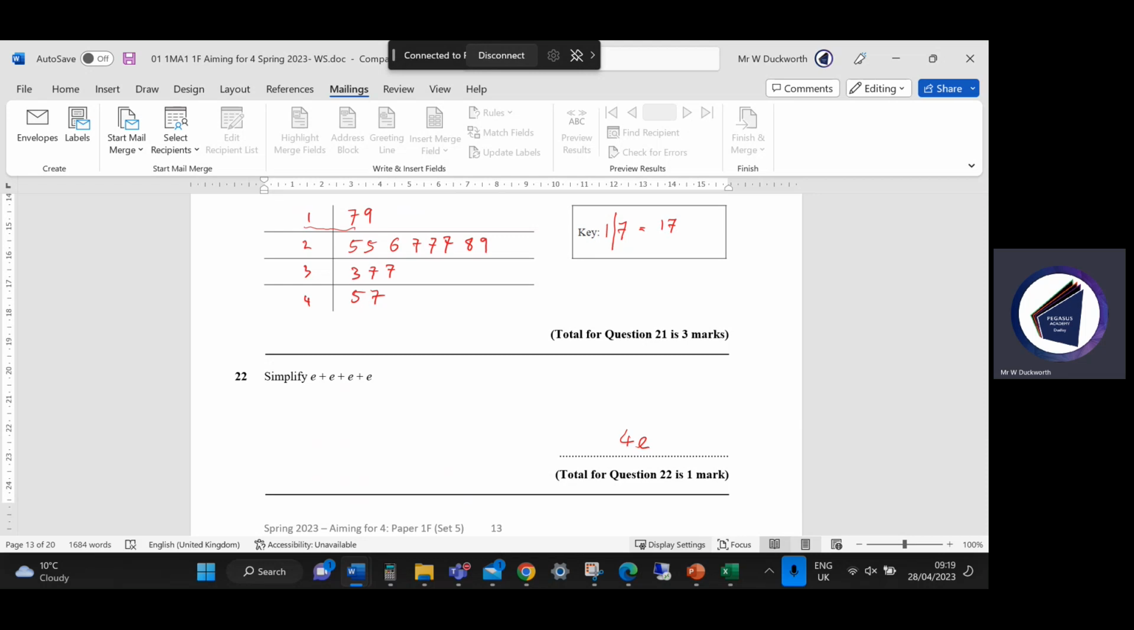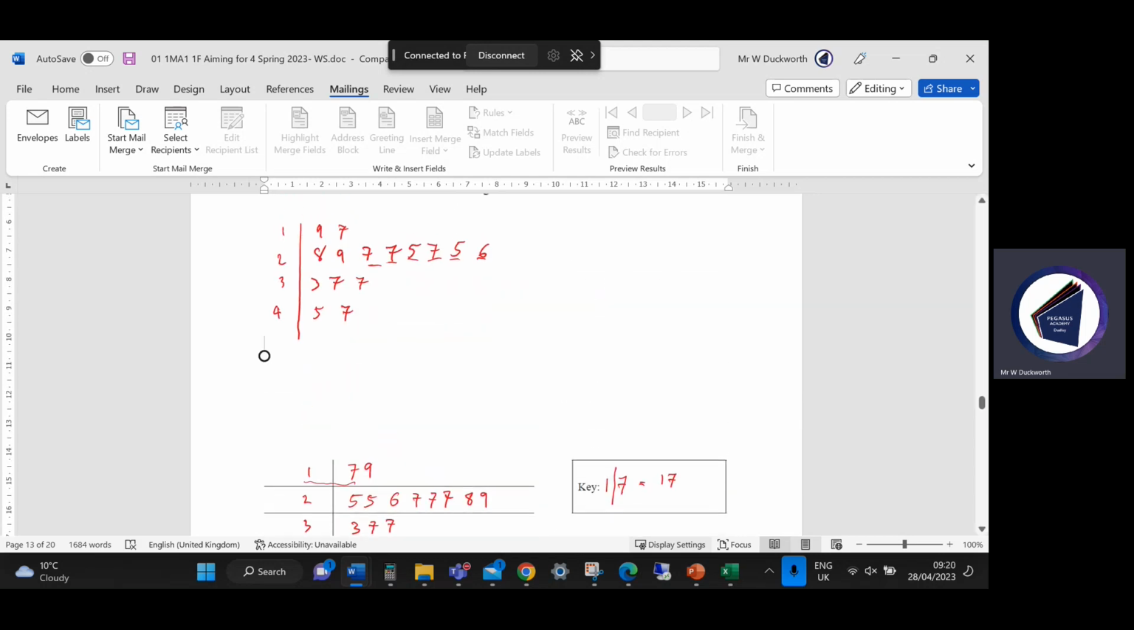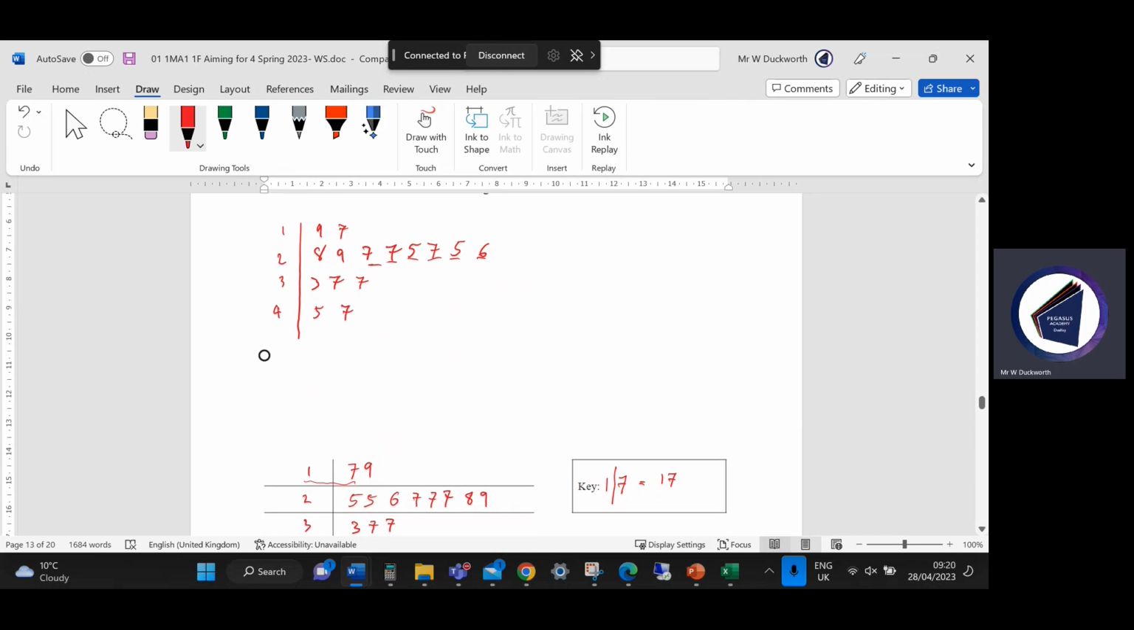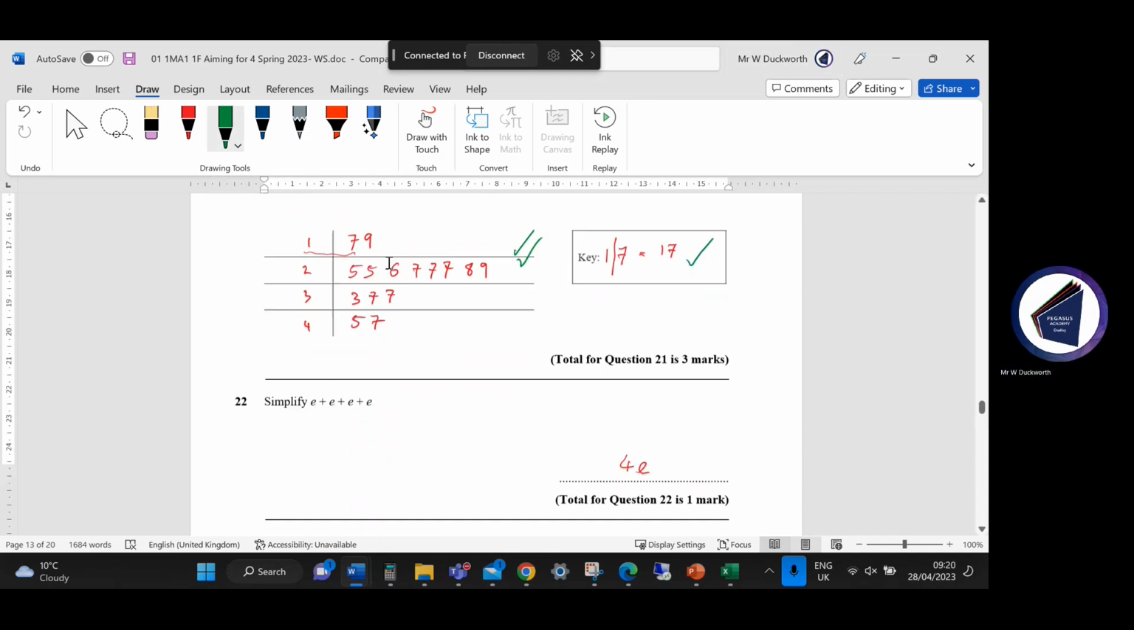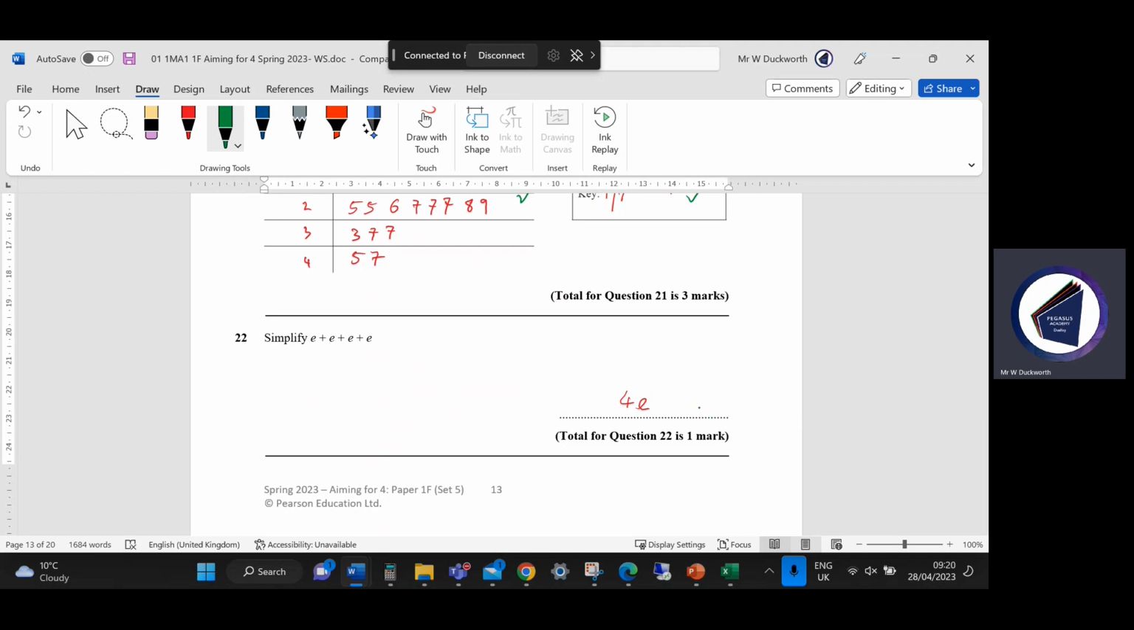Right, and the marks for this tend to be fairly straightforward. It is 1 for unordered or 1 for a complete stem and leaf diagram. What does it say? B2, these marks are given for a fully correct ordered diagram. B1 for unordered. So arguably, I'd get 2 marks there. But if I hadn't got those 2, I could pick up 1 for an unordered and then 1 for the key. Right, and 1 mark for 4E.